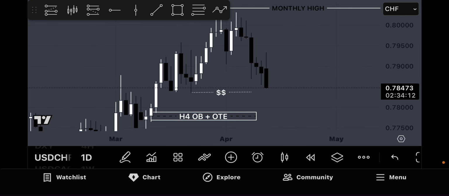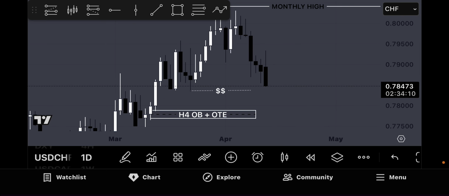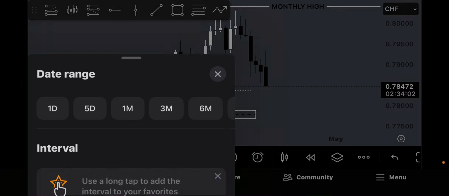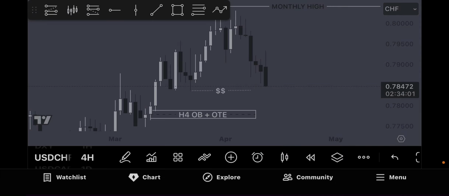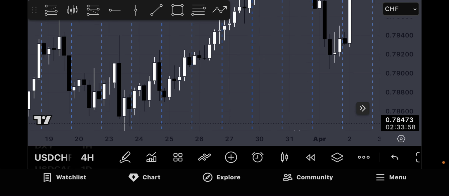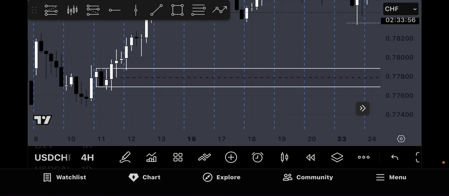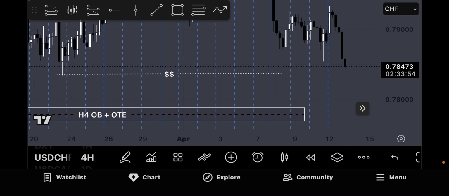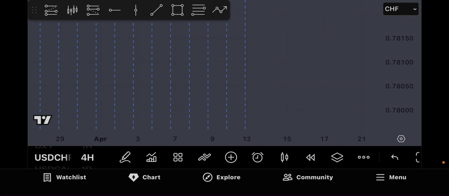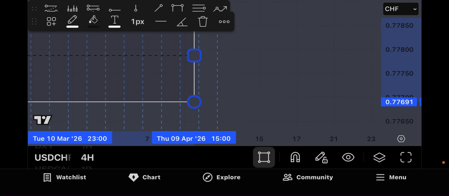So this setup goes into the current week we are in, so we just have to wait for it to play out. Let me actually go down to the 4-hour and show you the order block right here, this order block right here. So I'm just going to adjust it a bit.